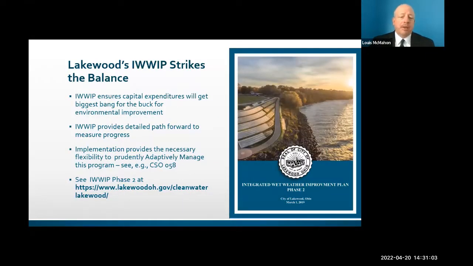This is our plan. It's on the website. It was required under our NPDES permit to complete the plan, and we did, on time, on March 1st, 2019. What this does is it did a full affordability analysis. It did a full alternatives analysis. It married the two together. We came up with a schedule, one that we believe is affordable. It gave us the ability to adaptively manage.